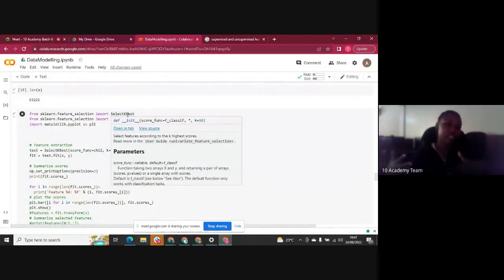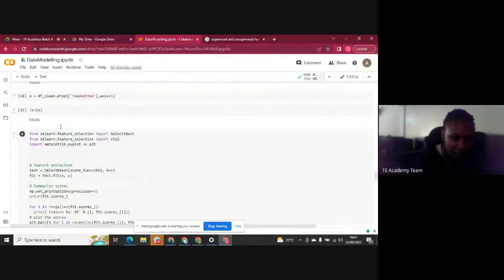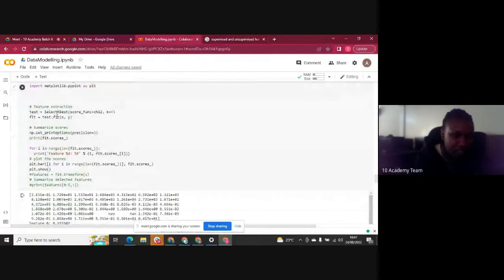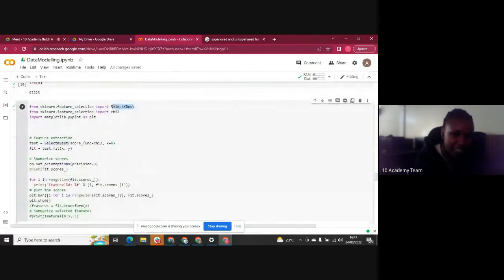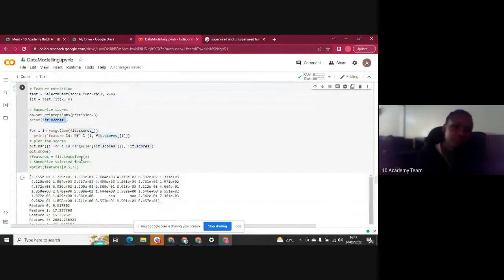How does that score affect your label? And then when you have a score for all your features, you can now say, okay, I'll choose these 10 best features because they seem to be contributing to my label more. So with this small code here, where we are using a method from sklearn, we are getting the features and their scores and just printing that out.